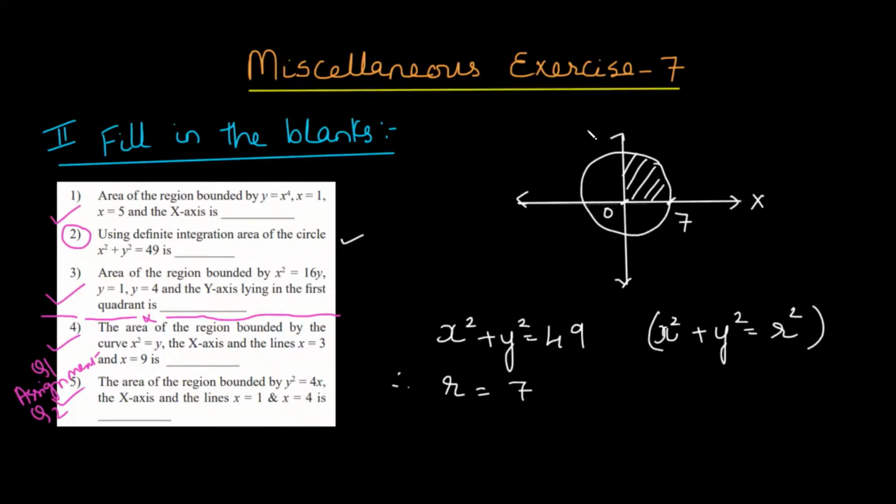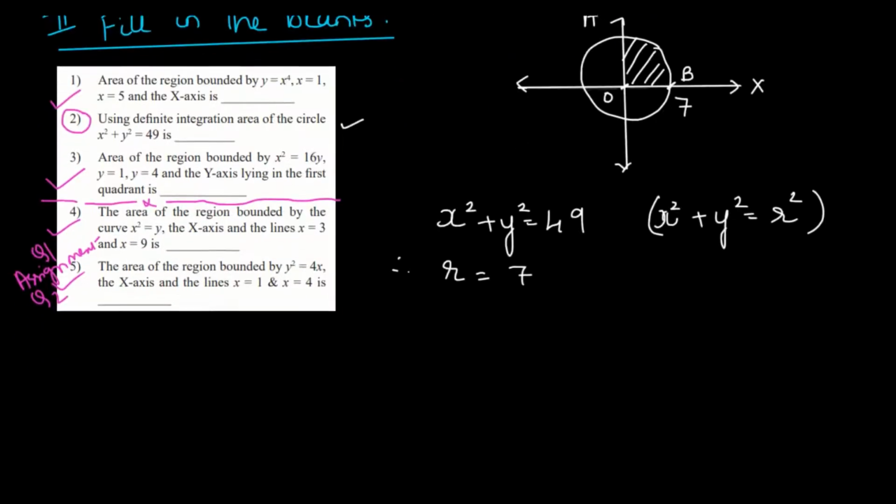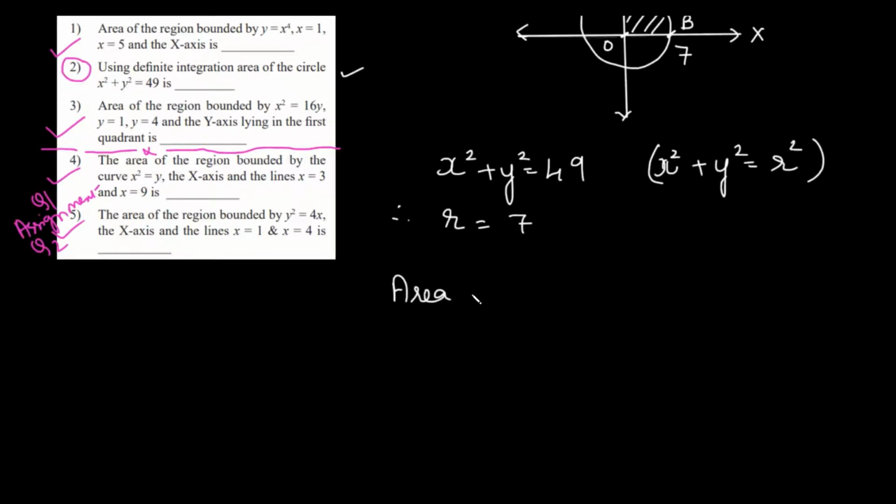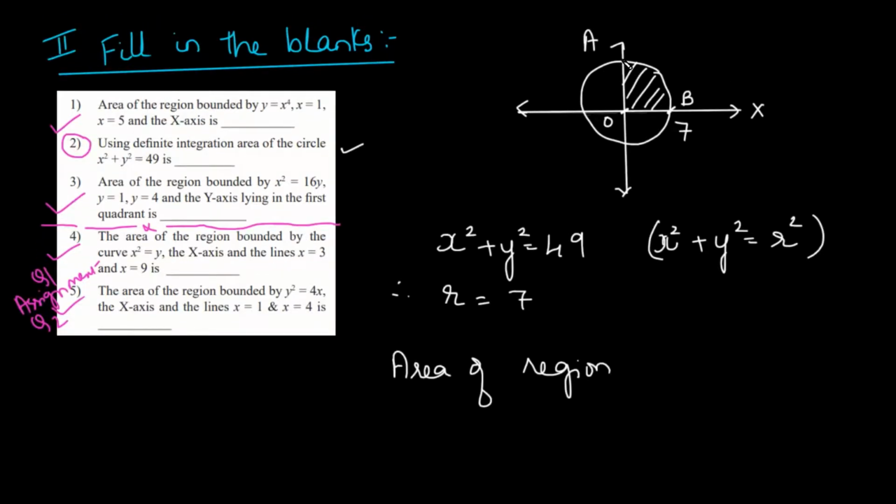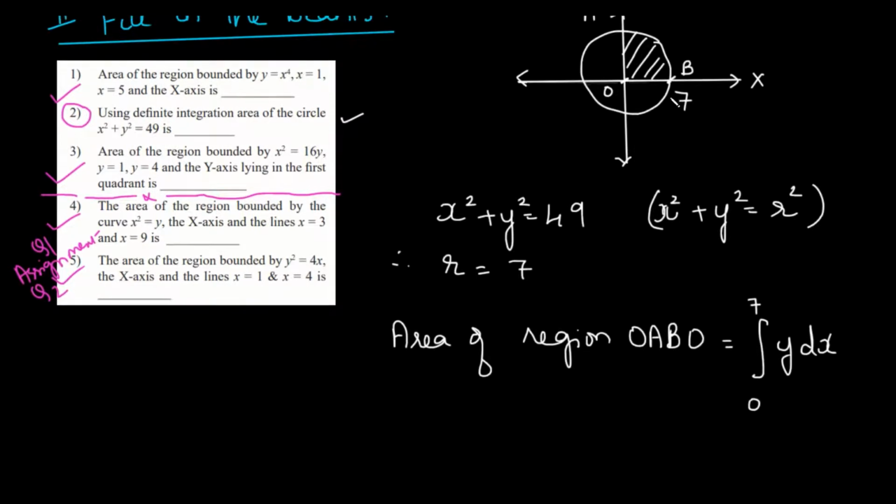So suppose we name this region in the first quadrant as OAB. So we can say that area of region OABO, because it is coming back, it's a closed region, is equal to integral from 0 to 7. So we are finding the area between x is equal to 0 and x is equal to 7, y dx. This is the area of the region. Therefore, the required area of the circle is 4 times this area.